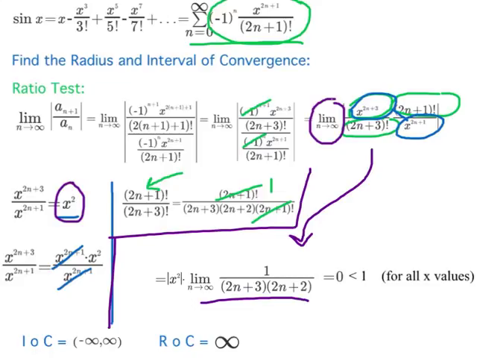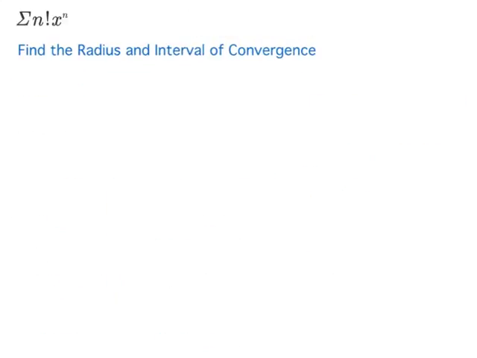All right, let's look at another one. I have the sum of n factorial x to the n. I want to find the radius and the interval of convergence again for this one. So I'm going to have to use the ratio test to do that, which means I need to find the limit as n approaches infinity of the absolute value of the ratio of two consecutive terms. Go ahead and try to set up your limit. Pause it and come back to me when you have your limit set up.